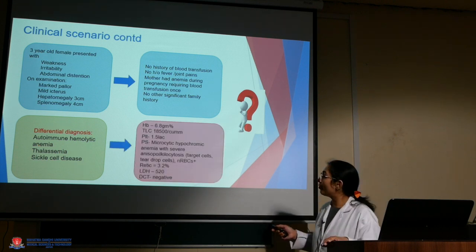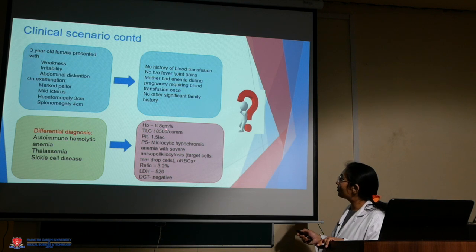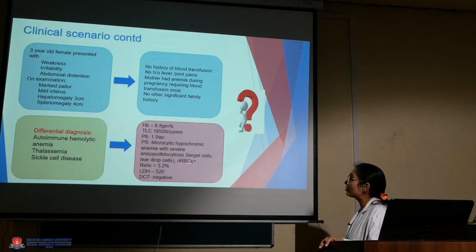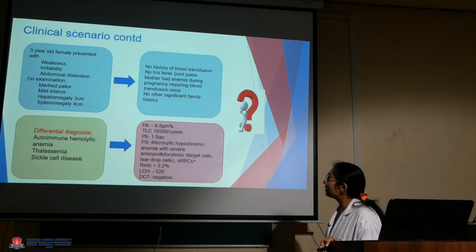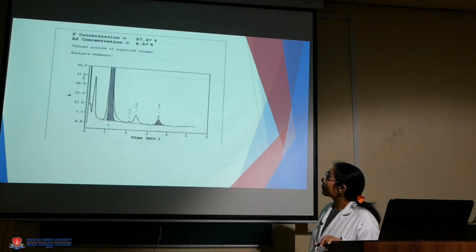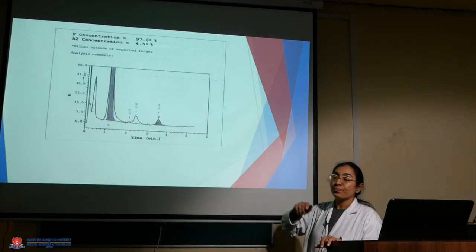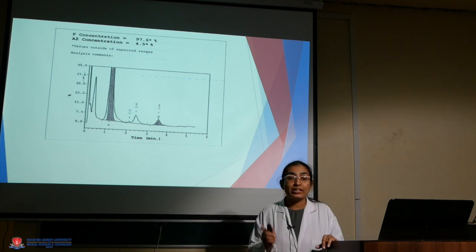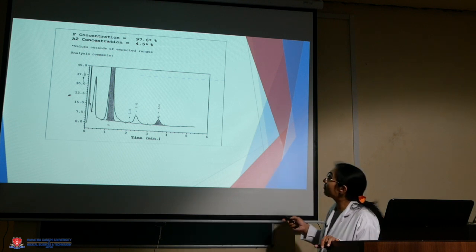So what do you do? What do we see? We saw the hemoglobin was 6.8, TLC was raised, the peripheral smear showed microcytic hypochromic anemia with severe anisopoikilocytosis, target cells, teardrop cells, LDH was raised, retic was 3.2% and DCT was negative. So what could be the possible diagnosis out of this? We did an electrophoresis and we saw that HbF was 97.6. This is abnormal at the age of 3 years.